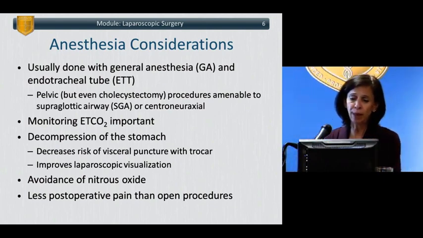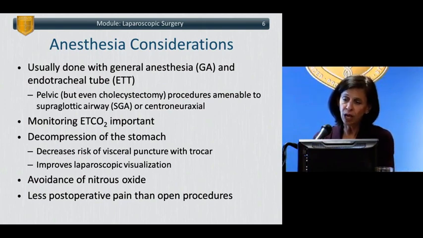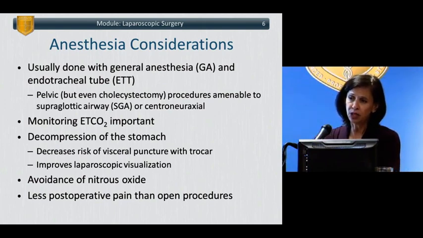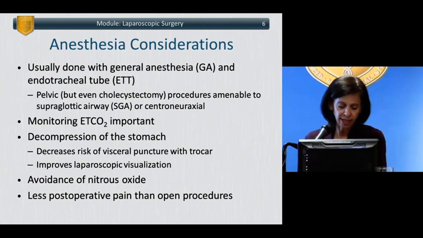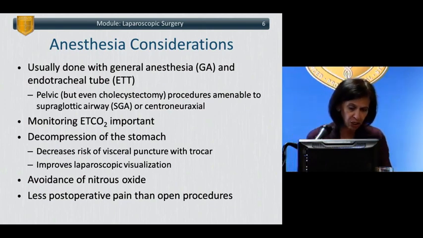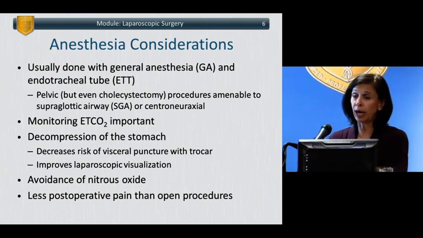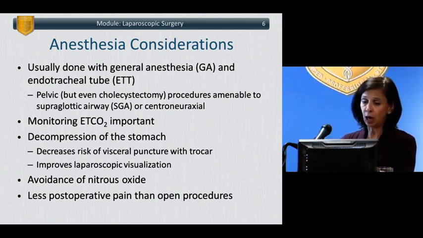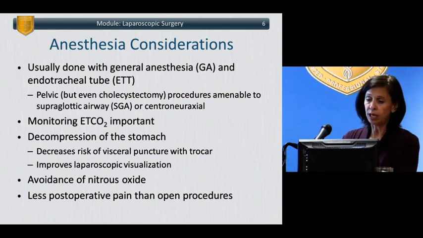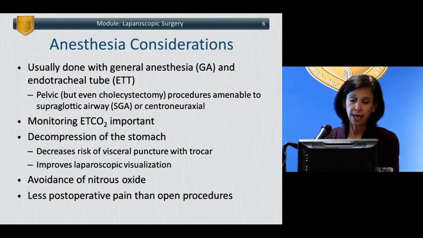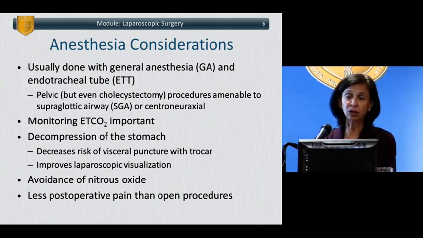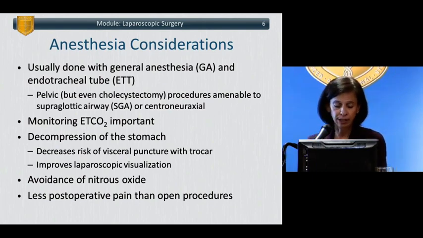However, if it's simply a pelvic laparoscopic procedure, particularly like tubal ligation or diagnostic gynecological procedure, these are done not infrequently, and in fact outside the United States quite commonly, with supraglottic airways or central neuraxial anesthetics. And there have even been reports of patients undergoing laparoscopic cholecystectomies with supraglottic airways.